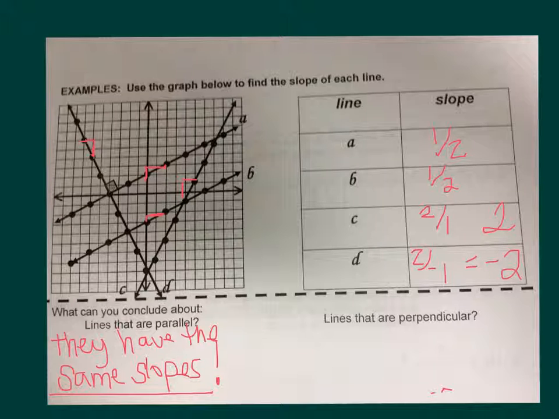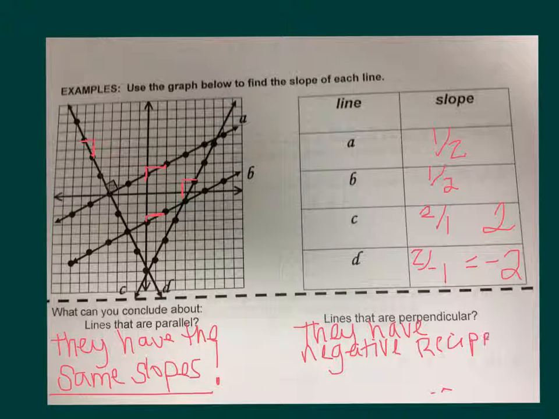If you noticed, A and D are almost the same fractions, except for they're flipped from one another, and D is negative where A is positive. We call these negative reciprocals. So perpendicular lines have negative reciprocal slopes. Negative reciprocal is just a fancy way of saying flipped and the signs have changed.